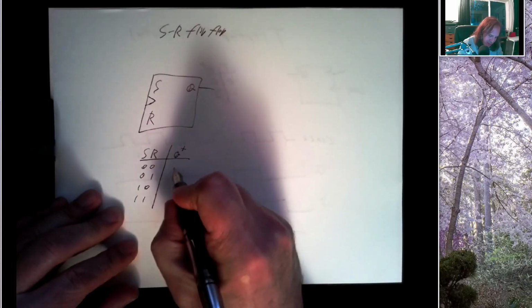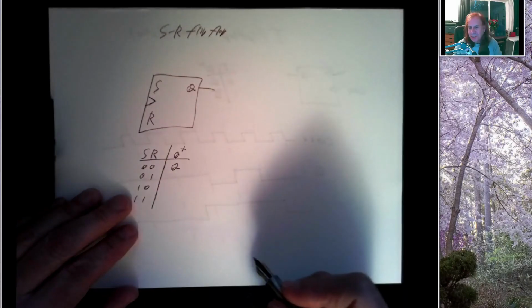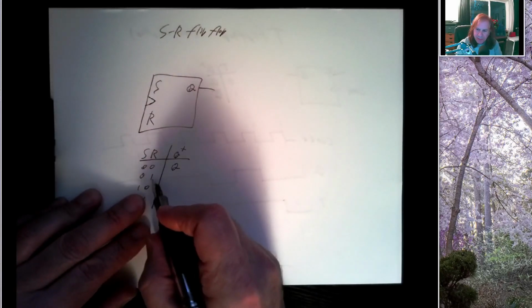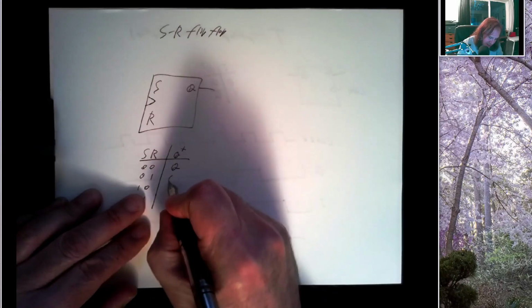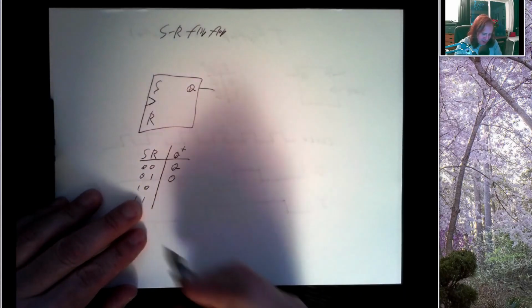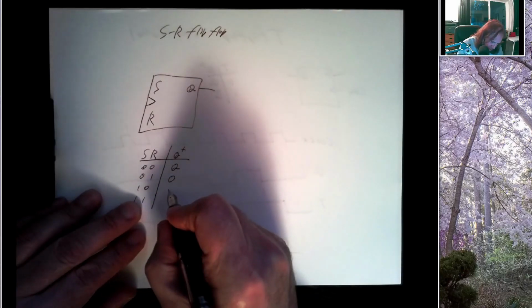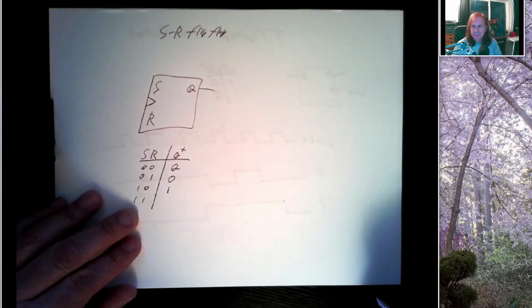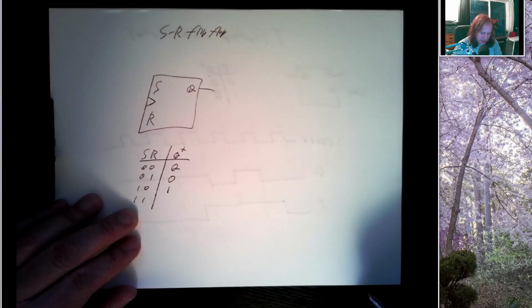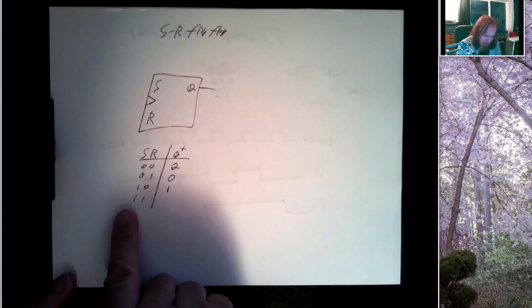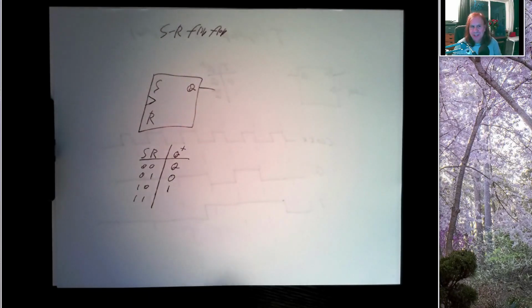Well, if S and R are both 0, it ignores the clock. The new output of Q is the same as the old. If S is 0 and R is 1, that's our reset state. The output goes to a 0. If S is 1 and R is 0, that's the set state, and the output will go to a 1. And then if S and R are both 1 and the clock ticks, well, we're simultaneously telling the flip-flop that it should be set and it should be reset. And that's an ambiguous set of instructions. So what's it going to do?